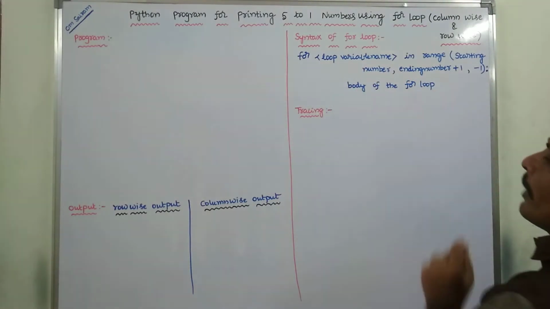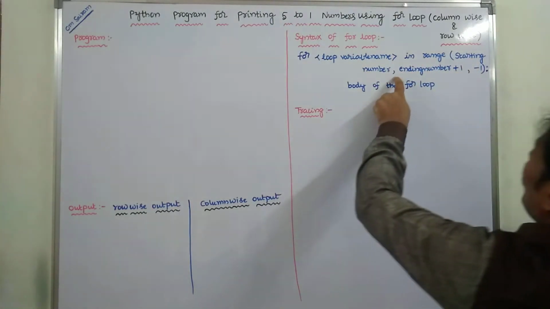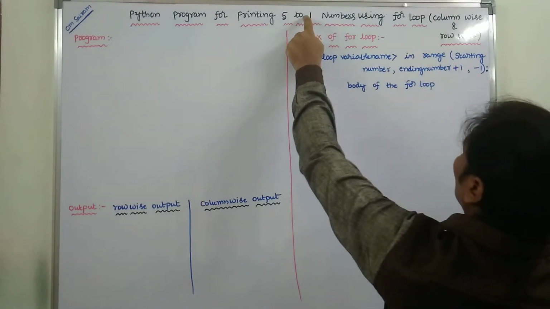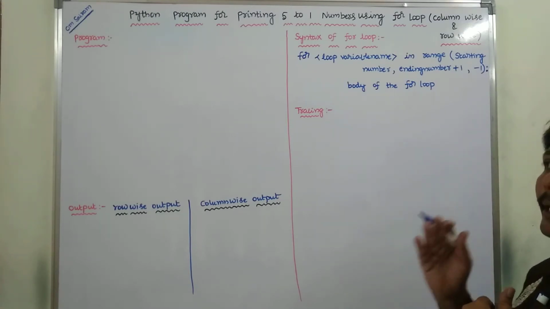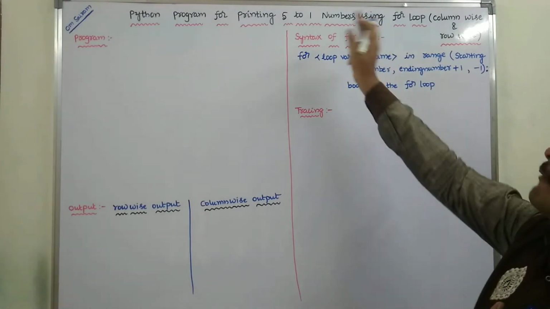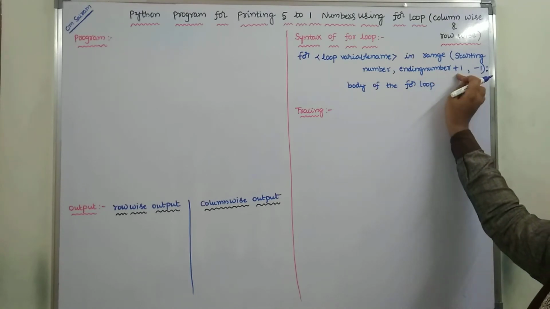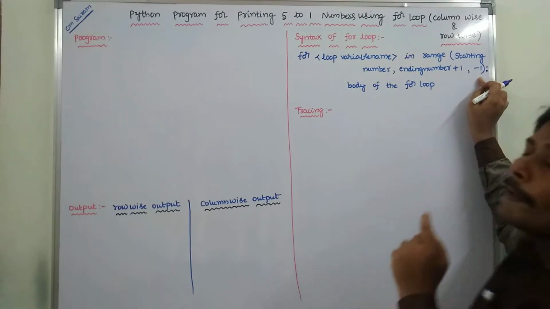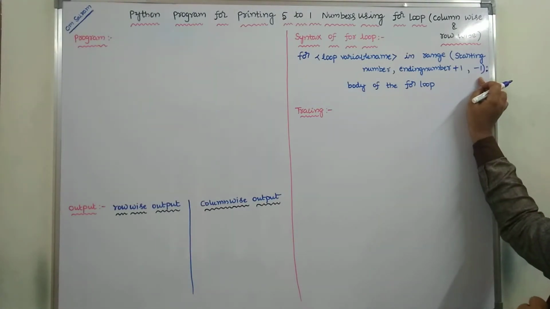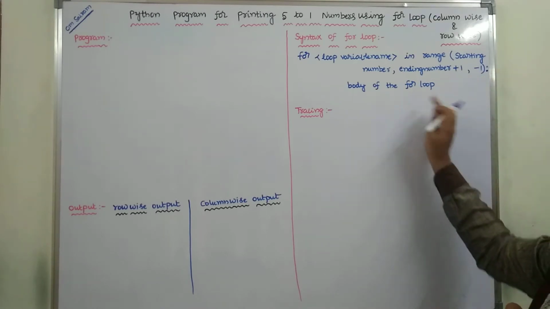Here, for loop variable name in range, starting number is 5, comma, ending number plus 1. Here the ending number is 1, plus 1, because we have to print in reverse from 5 to 1. After 1, what is the next number we are getting? That is 0. That is, ending number plus 1 is nothing but 0, comma, minus 1. Here minus 1 is used because we have to print the numbers from 5 to 1 in descending order. So that we have to write minus 1. Colon, body of the for loop.